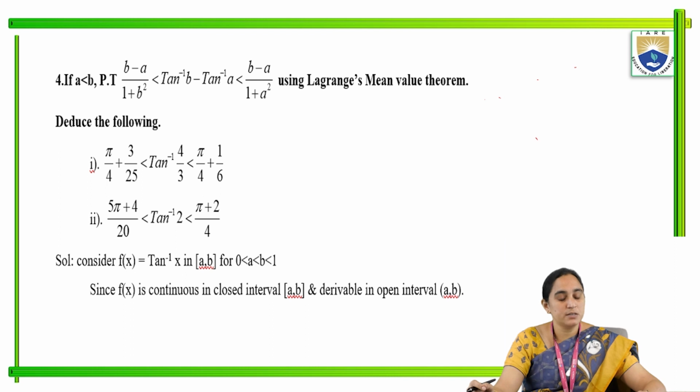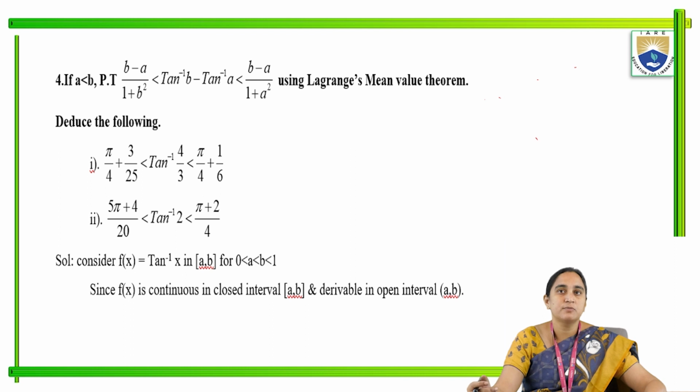What about the first deduction part? Pi by 4 plus 3 by 25 less than tan inverse 4 by 3 less than pi by 4 plus 1 by 6. Second one, 5 pi plus 4 by 20 less than tan inverse 2 less than pi plus 2 by 4. Okay, we have to deduce the following from the above condition. After proving the condition by using Lagrange's, we have to deduce the following. For that, what about the solution?